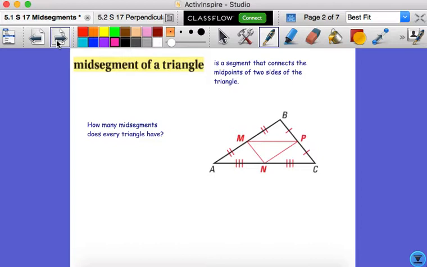So a mid-segment is a segment that connects the midpoints of two sides of a triangle. So in our picture we have a mid-segment here that's connecting this midpoint to this one. We have another mid-segment here that's connecting those two midpoints, and we have this last one right here. And that's going to have two properties for every single mid-segment that we have.